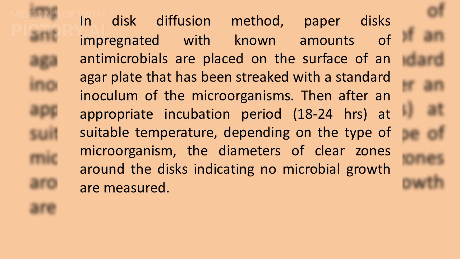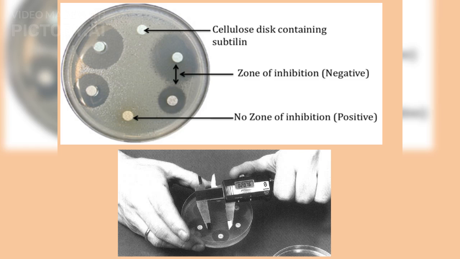In the disc diffusion method, paper discs with antimicrobials are placed on an agar plate with microorganisms. The clear zones around the discs indicate no microbial growth. The diameters of clear zones in disc diffusion tests indicate drug susceptibility. The well method is also used for screening antimicrobial activity.